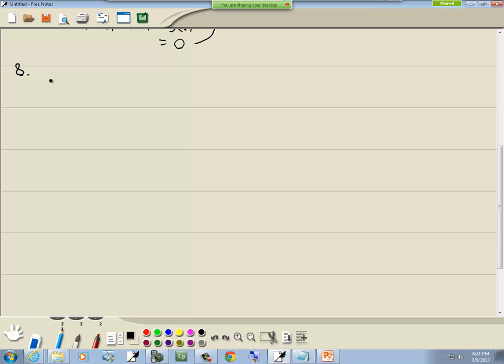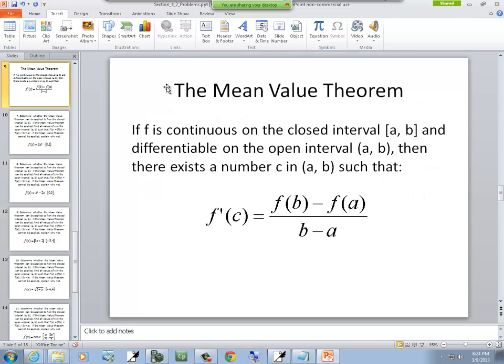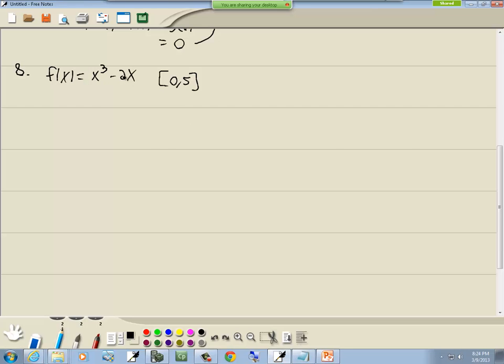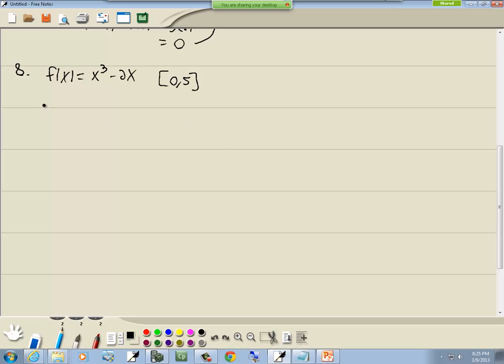We've got f of x is equal to x to the third minus 2x between 0 and 5. Determine if the mean value theorem can be applied. It's continuous and differentiable. A polynomial always is, so that's okay. So let's go through our 3 steps then.